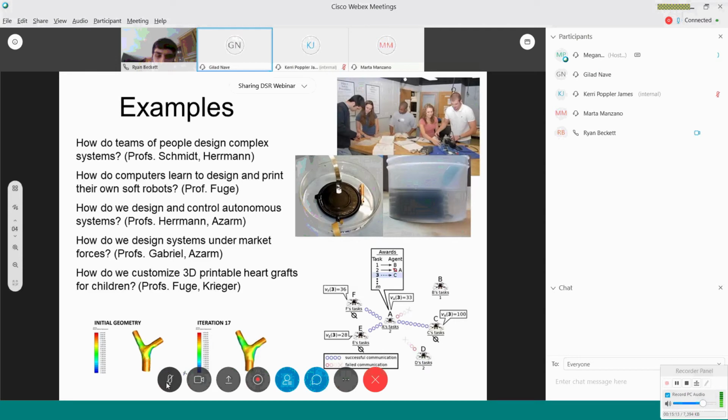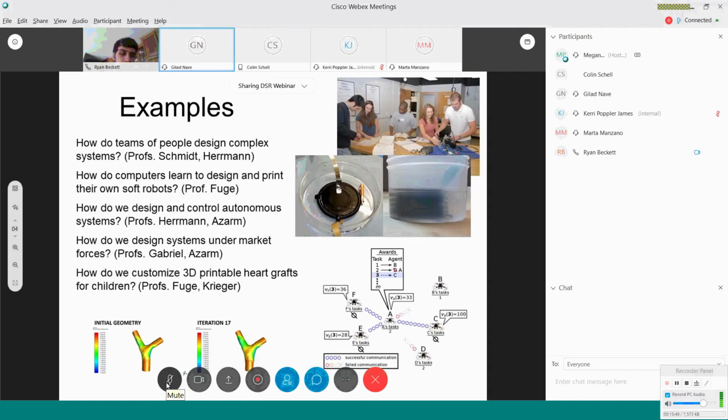We also have Professor Herman and Professor Azarm who look at optimization and how one uses optimization theory to design and control autonomous systems. How do you handle all the different pieces of information that are coming in from different locations, and how is that information collected and used. We have Professors Gabriel and Azarm that look at how we design systems to meet certain market forces of time to market, cost to market.